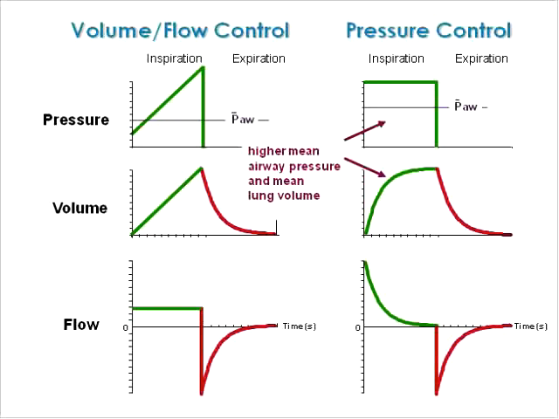Notice that pressure control modes have an inherent advantage over volume control as far as oxygenation is concerned. For the same tidal volume, pressure control results in earlier lung opening and a higher mean airway pressure, and thus a larger mean lung volume than volume control. Within reasonable limits, oxygenation is proportional to mean airway pressure.